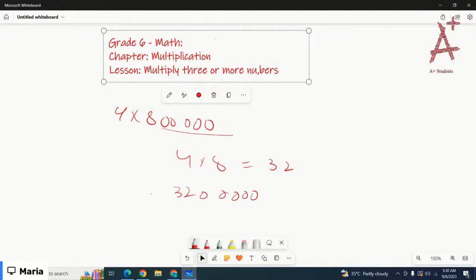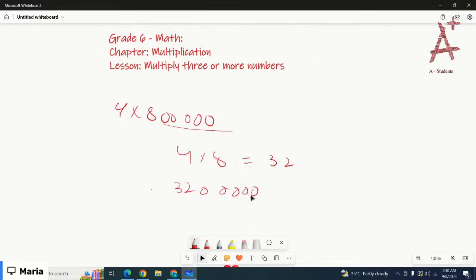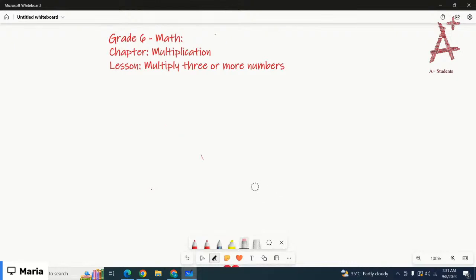Okay, so what if you are going to multiply more than 2 numbers? How do we multiply? Let's just start with an example. The first example is we are going to multiply 7 times 11 times 1. You can see we have 3 numbers to multiply, right?